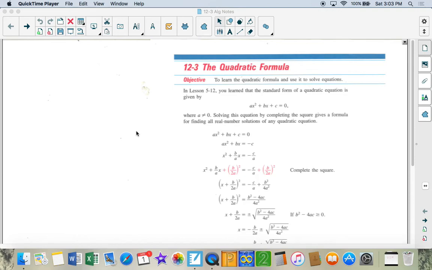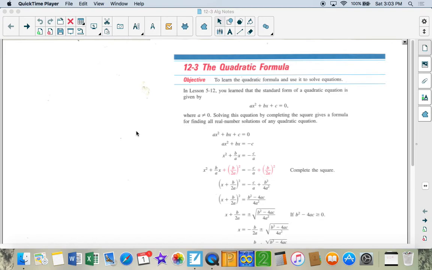Section 12.3, the quadratic formula. Very important section because it's an alternative way to solve for x. In 12.2, the way we isolated the variable was by taking the square root.